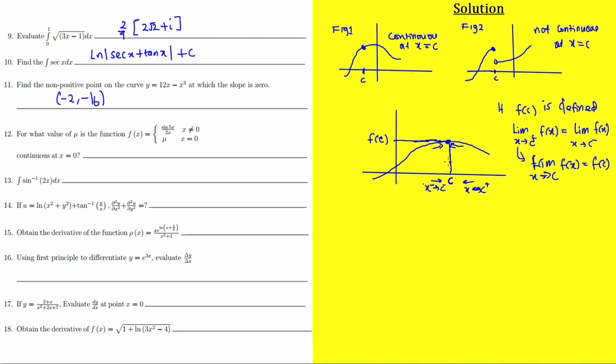Now let me just ask you guys a question. Let's say I give you this graph. I want you to tell me if this function is continuous at c. This is my f of c, and this is my c. So I want you guys to tell me, is this function continuous? Is f continuous?